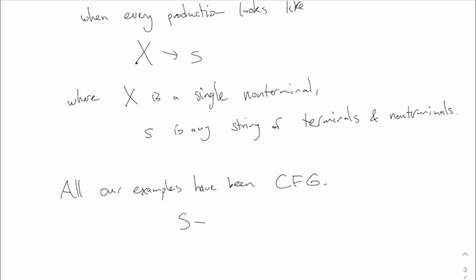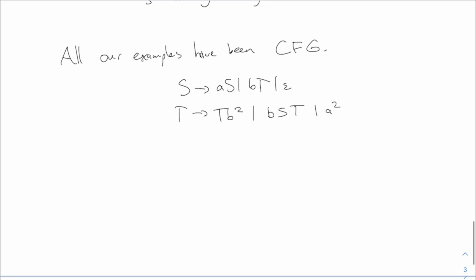Something like S goes to AS or BT or epsilon, and T goes to TB squared or BST or A squared. I just made that up. But that is a context-free grammar. All it means is the left side must be a single non-terminal. That's what it means to be context-free, which is every example that we've ever talked about.